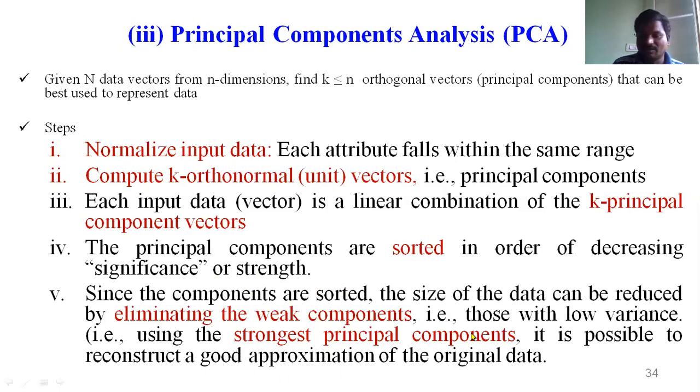That means eliminating those with low variance, any vector that has low variance. You eliminate such kinds of vectors. With the strongest principal components, it is possible to reconstruct a good approximation of the original data. In this way, by elimination of weak components, you will be reducing the data.